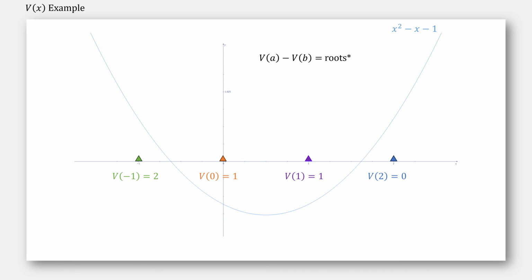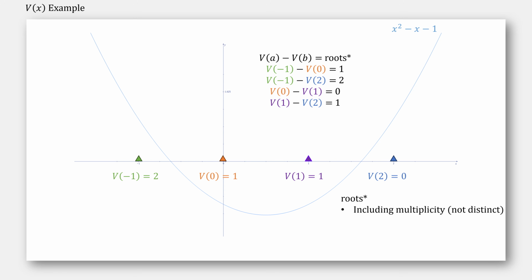There's a neat equation that says v of a minus v of b is the number of roots, such as v of minus 1 minus v of 0 lets us know there is 1 root, minus 1 to 2 lets us know that there are 2 roots, 0 to 1 says no root in this interval, and 1 to 2 says there is 1 root. Note though that this number for roots includes multiplicity and doesn't actually include a and b. It's using what's known as a Sturm sequence, only finding real roots for now.